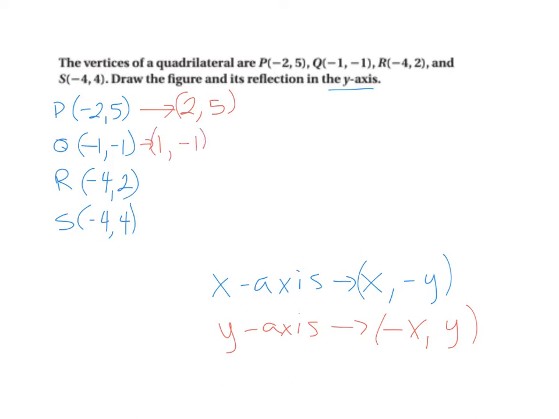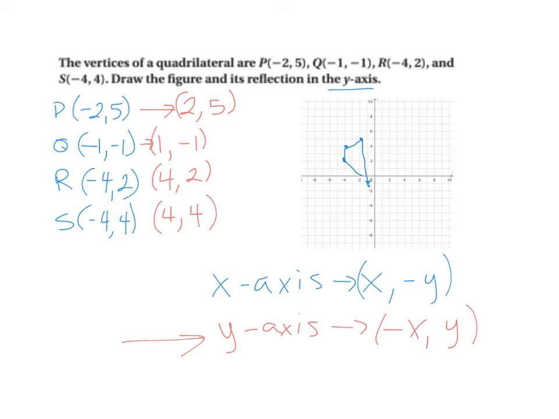The opposite of -4 would be +4. And the 2 stays the same. The opposite of -4 is +4. And the 4 stays the same. So we're just using this rule right here. Take the opposite of x and y stays the same. Let me get some graph paper.